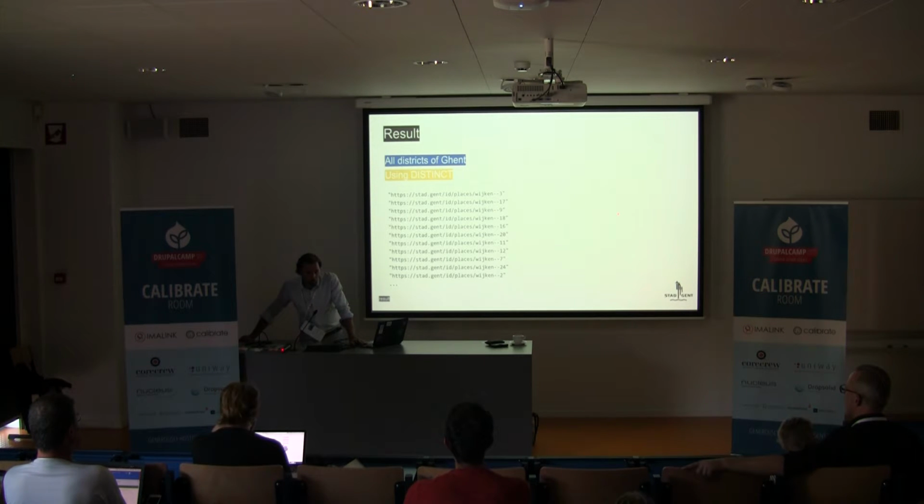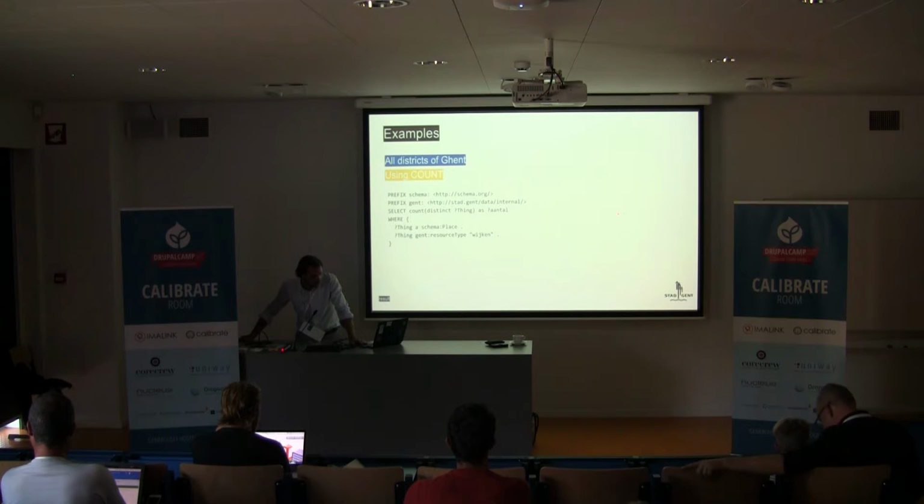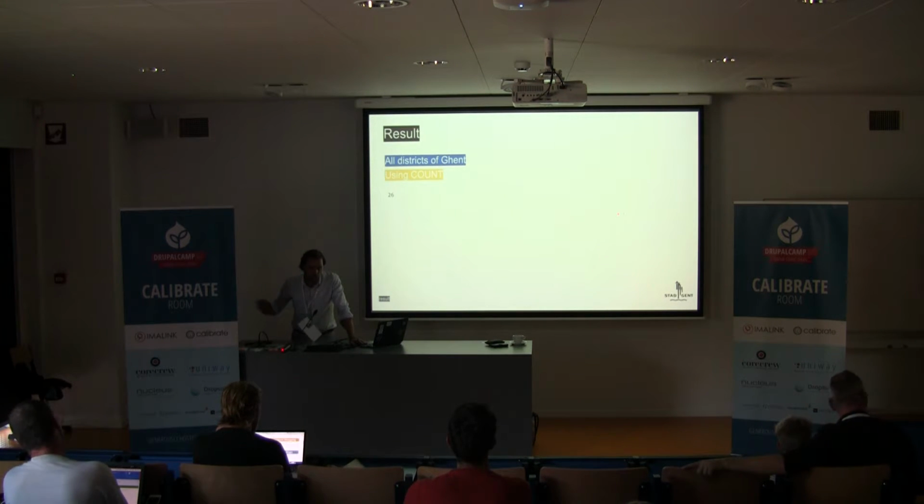Now, this is very good for a computer. The computer can follow these links and find out about all these districts. But for a human, it might be more interesting to get the name of the district. Oh yeah, and this is how many there are. If you're interested, there's 26 districts in Ghent.